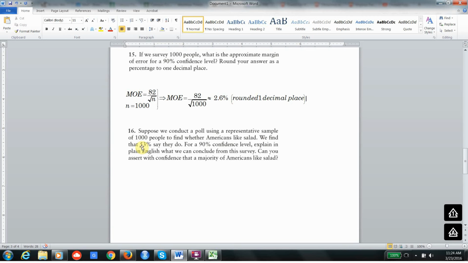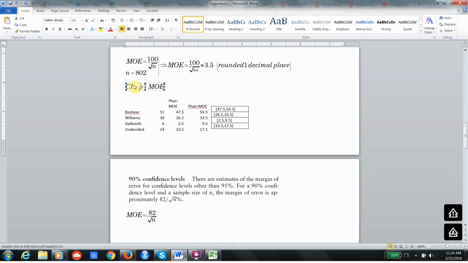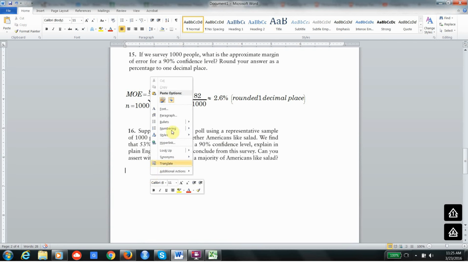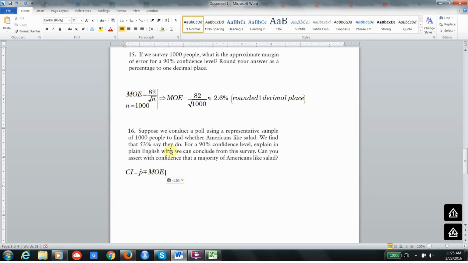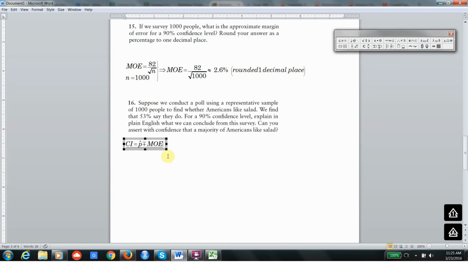To find out how many people like salad, we find that 53% of the people say they do, and we want to find a 90% confidence interval and then explain what it means. Okay, so let's compute the margin of error. Here's what we know. We know that the confidence interval is equal to this. I know p hat is 53%.